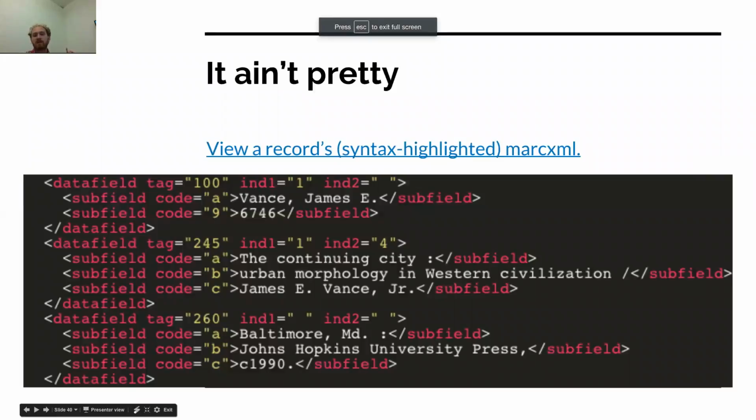This is what MARC XML looks like. Okay, so the field is a big text blob. I did some color highlighting so that you can see, but to translate this into the MARC that we know and hate, this is a 100 tag. It has first indicator 1, second indicator blank. Subfield A is Vance, James E. Subfield 9 is 6746. Everything else there is the XML syntax, where it puts things in these data fields. It has this tag and indicator attributes. It has these subfields, etc.